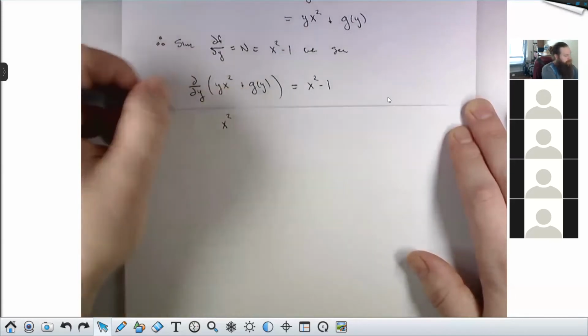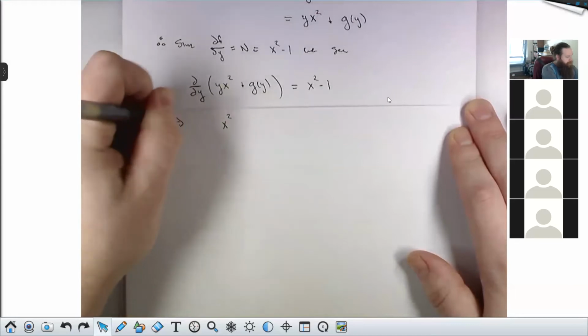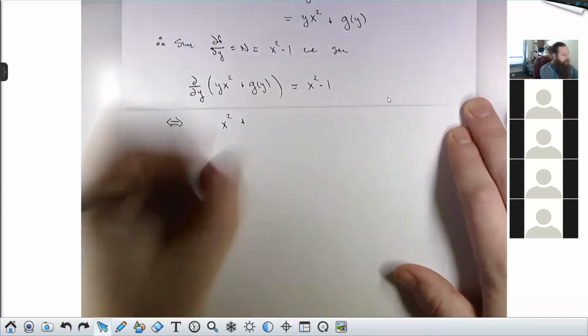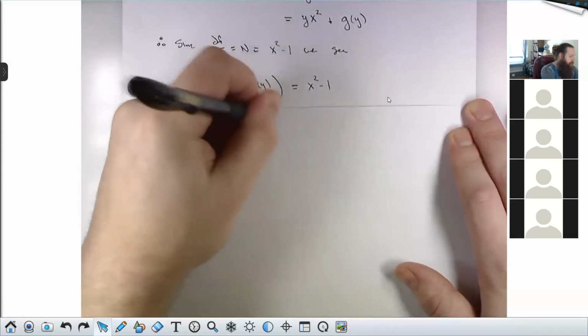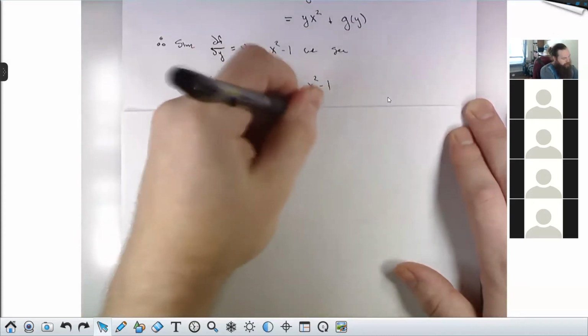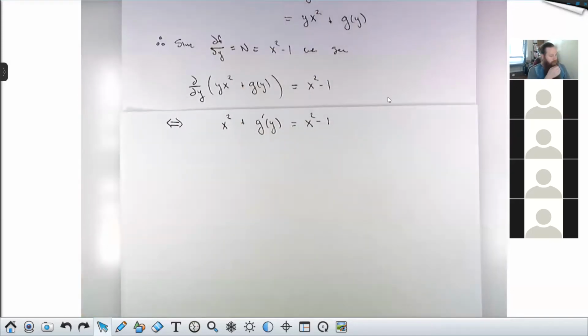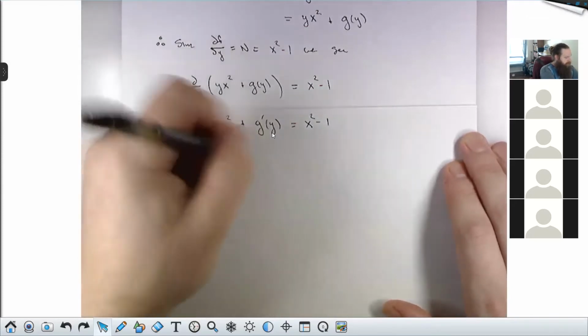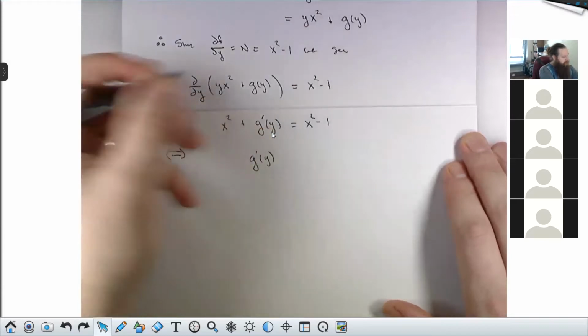And then the derivative of a pure function of y, since there are no x's in there, I can say that this is just going to be the same as the regular derivative of y, g primed of y. And that has to be equal to x squared minus 1, because we know df dy is x squared minus 1. I now want to try and figure out the function g. Subtract x squared from both sides, and you see that g primed of y is just -1.